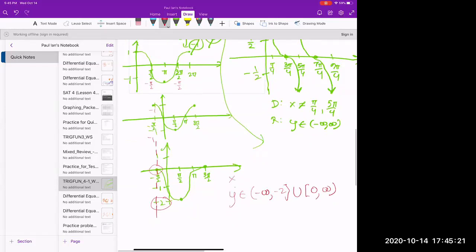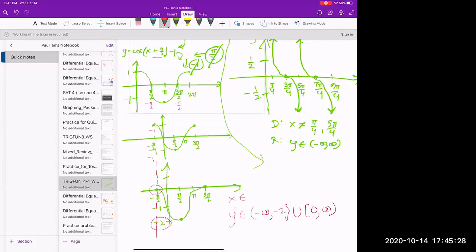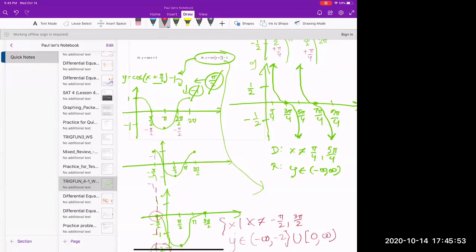Yep. And then what about your x? It would not be equal to negative pi over 2 and pi over 2. So this one. Or wait, no, 3 pi over 2. So what was the first one? Negative pi over 2. And then 3 pi over 2. Let me just check first. And -1, okay. Negative pi over 2.